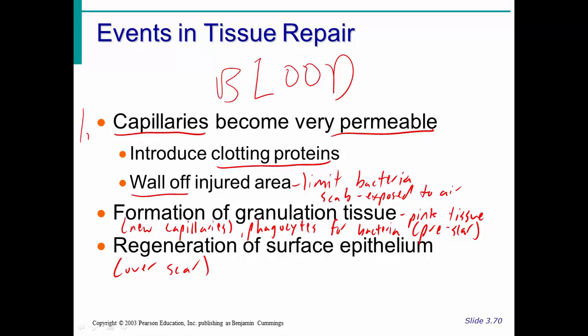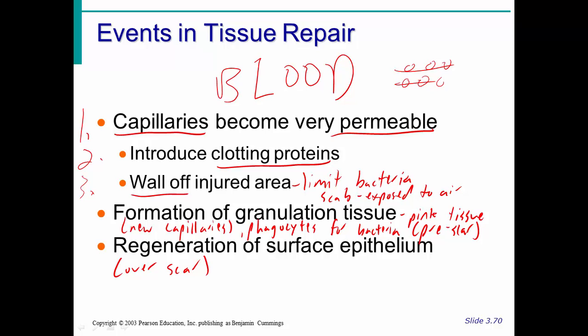So first and foremost, capillaries become very permeable, just meaning the pores are going to open up, which ultimately means that we're going to have more blood flowing to that particular region to start repairing it. Second, introduce clotting proteins so that we don't bleed out. Bleeding internally, bleeding externally, either way, we don't want to lose our blood supply, because the less blood we have, the less oxygen and nutrients we have, the longer it's going to take to repair. So those clotting proteins are going to wall off the injured area.